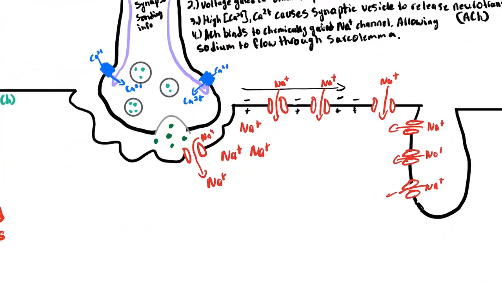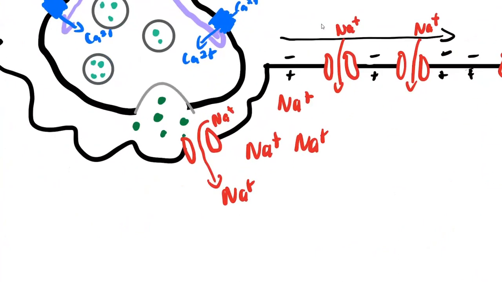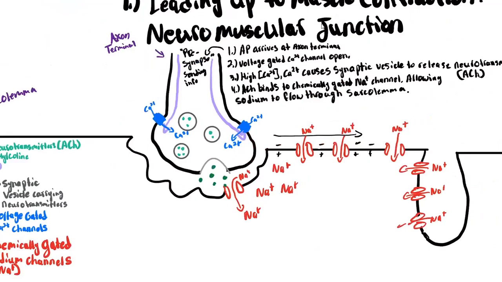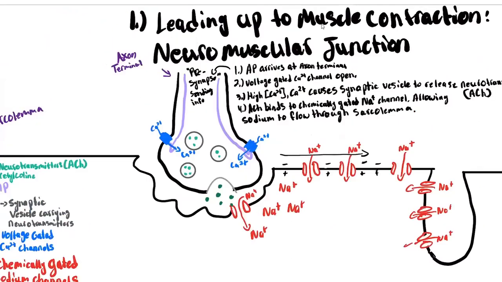The way I see it, the moment that the neurotransmitter binds to the chemically gated sodium channel, and it starts letting sodium into the sarcolemma, this stage is called the muscle excitation.